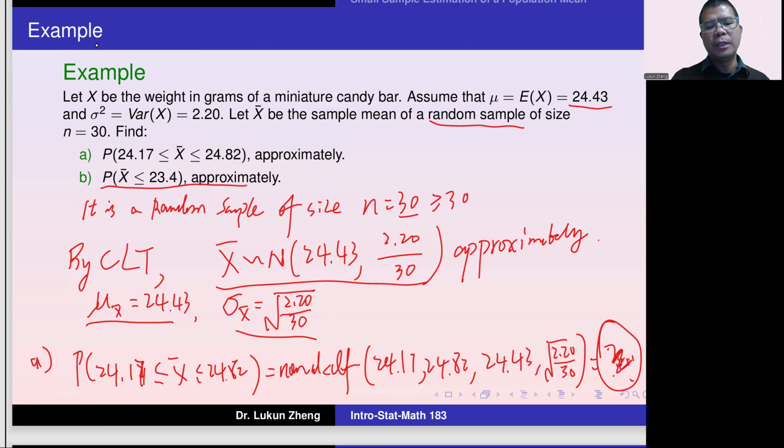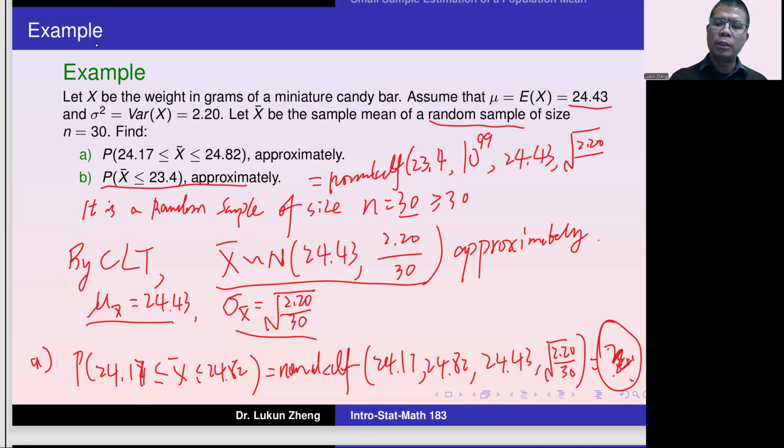Now this one will be what? Normal CDF, 23.4, and the upper bound is going to be 10 to the power 99, since there's no upper bound. So 24.43 and square root of 2.20 over 30. And using the calculator, you find this one. All right, you found it. Very good.